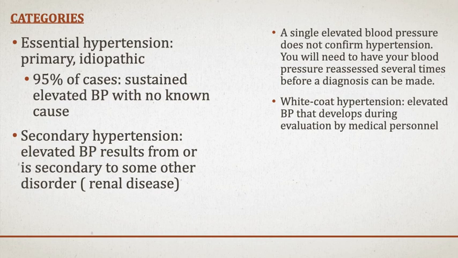So hypertension is divided into two categories. The first is essential hypertension. This is also known as primary hypertension, and often it is idiopathic in nature, meaning that there is no known cause for this high blood pressure. And you will see this in 95% of the cases with hypertension. Secondary hypertension, our second category, is when the blood pressure is elevated as a result of a secondary or underlying disease process, such as renal disease.